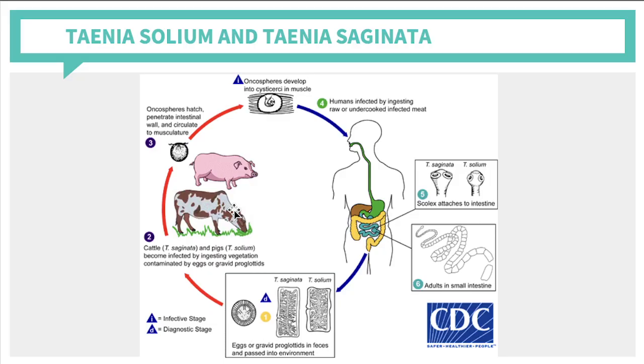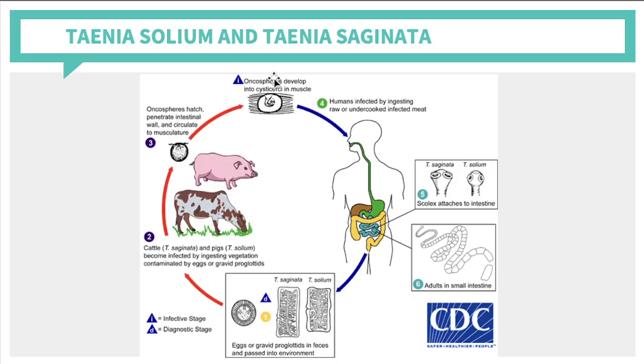Then the eggs will hatch. The oncosphere will hatch, penetrate the intestinal wall, and circulate to the musculature. It will develop into cysticerci in the muscle. Cysticerci is plural, cysticercus is singular. Again, that will depend on the animal or the intermediate host. If it's pig, we call that infective stage Cysticercus cellulosae. If it's cattle, we call that Cysticercus bovis.